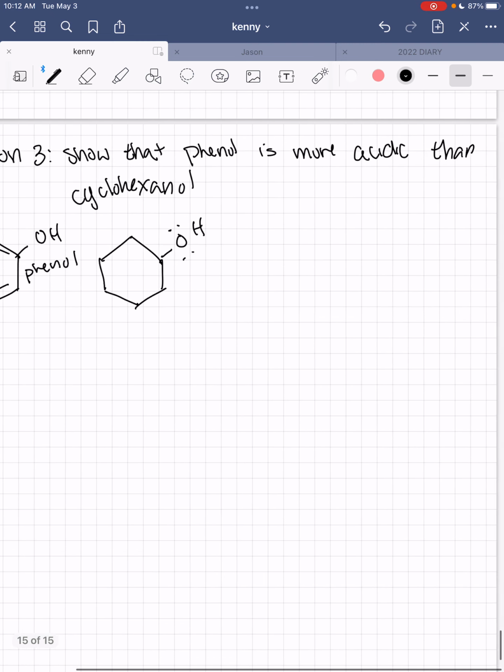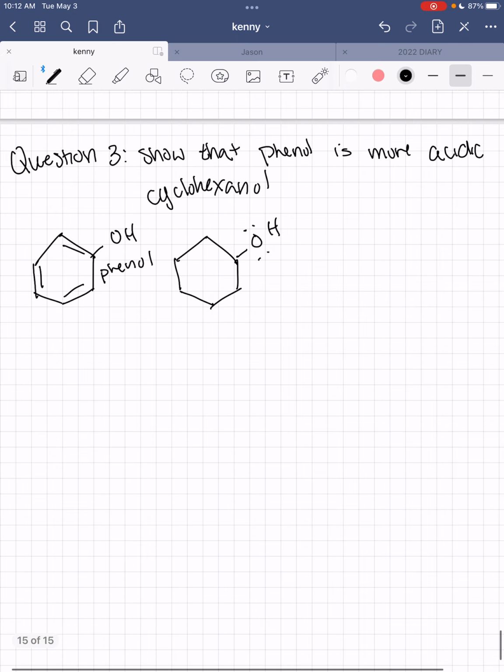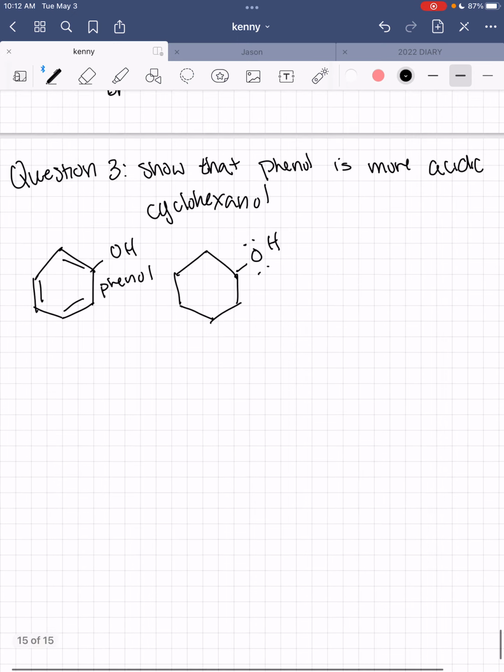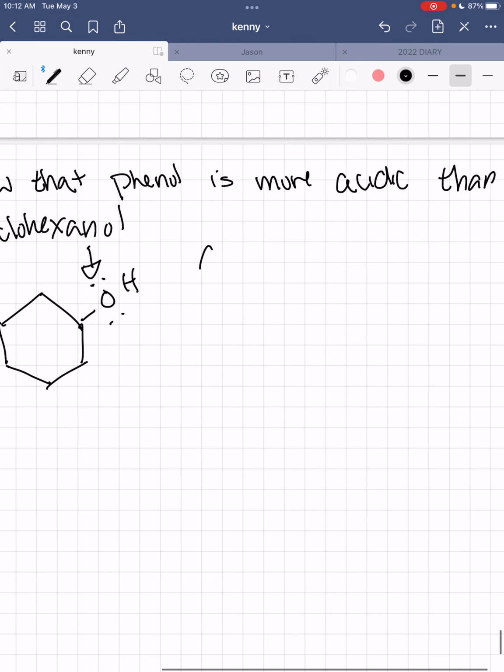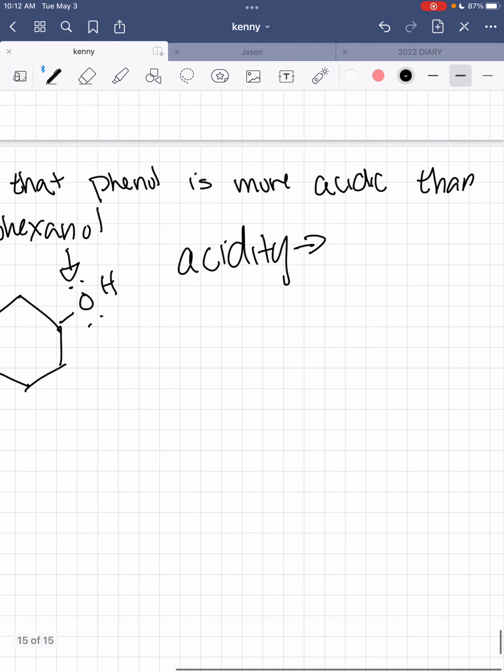Show that phenol is more acidic than cyclohexanol. So this is phenol and this is cyclohexanol. When it asks which one is more acidic, you should always think of acidity, and when you think of acidity, you should always think of conjugate bases.